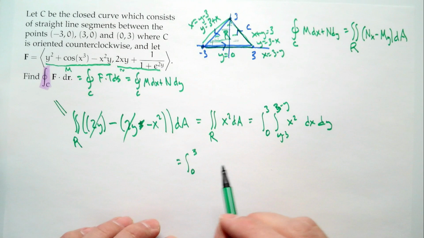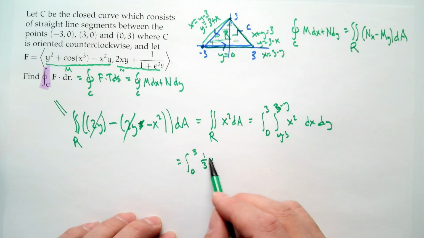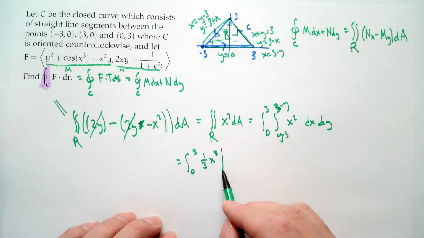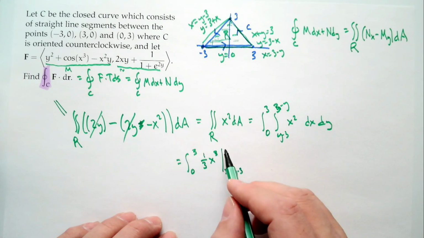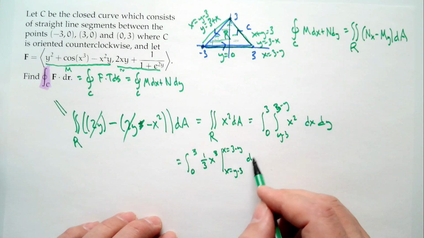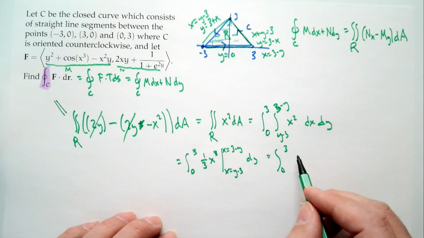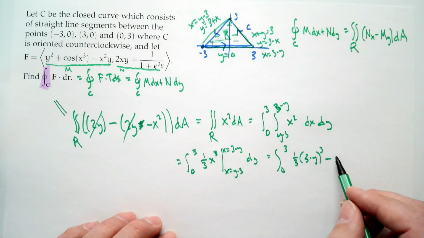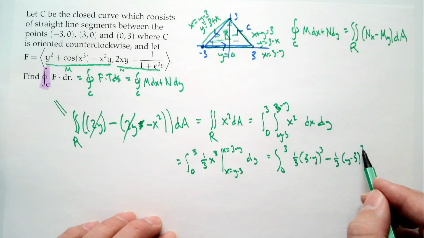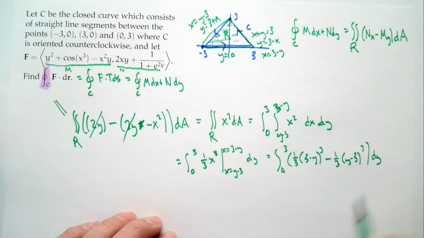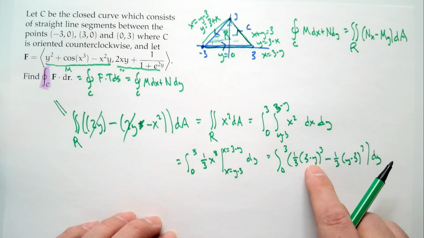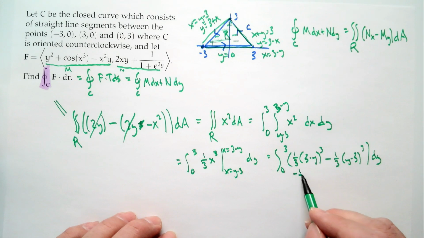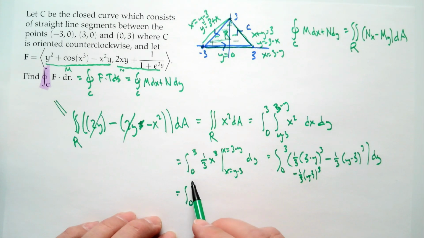All right, so integral 0 to 3, then this is 1/3 of x cubed, because I'm integrating with respect to x. Evaluate from x equals y minus 3 to x equals 3 minus y, dy. So that's 0 to 3 of 1/3 (3 minus y) cubed, subtract 1/3 (y minus 3) cubed, dy. Now, you can actually pull a negative out of this one. So this term becomes minus 1/3 (y minus 3) cubed. So that when you put these together, this becomes integral 0 to 3 of minus 2/3 (y minus 3) cubed.